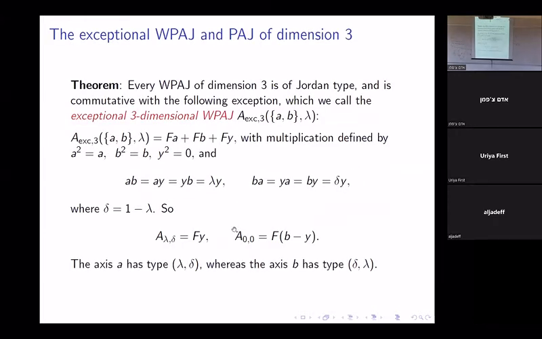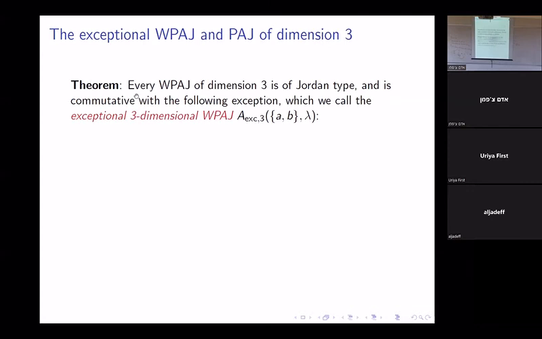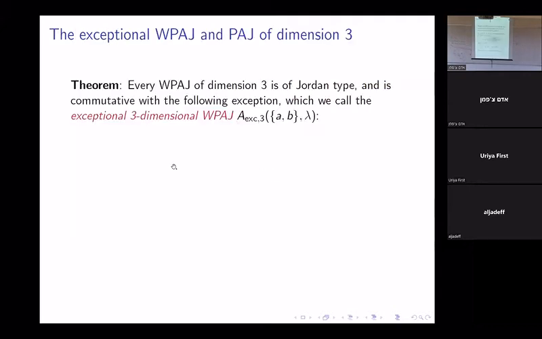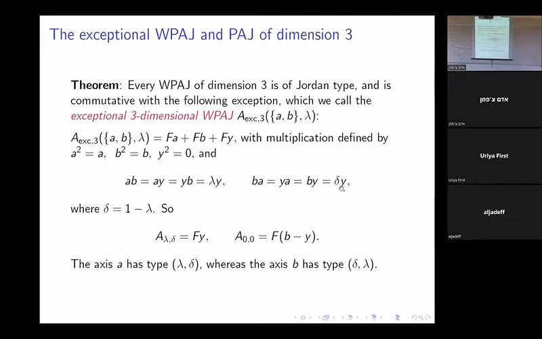And in fact, any weakly primitive algebra of Jordan type is one of those. What did I write down here? No, it's not going to be. Maybe it's not B. Maybe it's certainly not B. That's AB, and that's BA. And here you go, delta equals that.